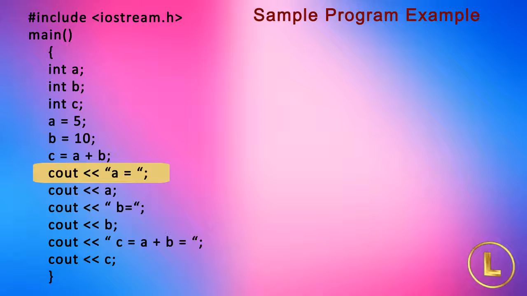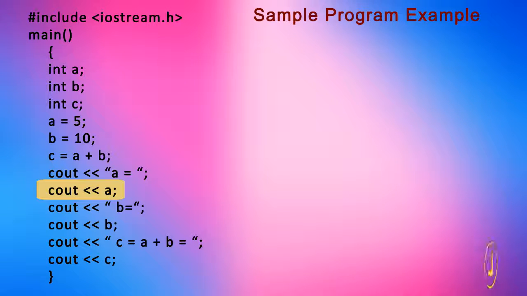The next line, cout << "A = ", is simple. It just displays A = on the screen. Now we want to display the value of A after A =. For this, we write the statement cout << A.